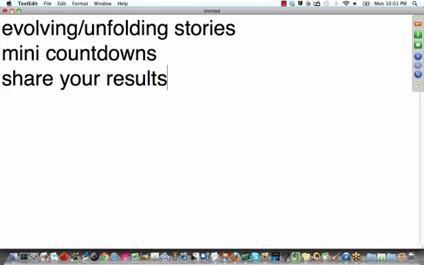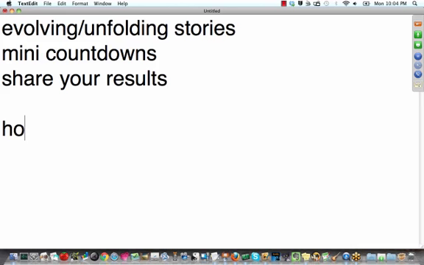So for example, evolving or unfolding stories, you might say, today I'm continuing my review of this product, or I'm going to go on a diet starting on Friday if you're in the weight loss niche. So you start to build the anticipation by doing a mini countdown. You start telling people, sharing your results, unfolding what's happening in real time. Tomorrow I'm going to try this. I'll let you know how it goes. You see how you can keep people involved?